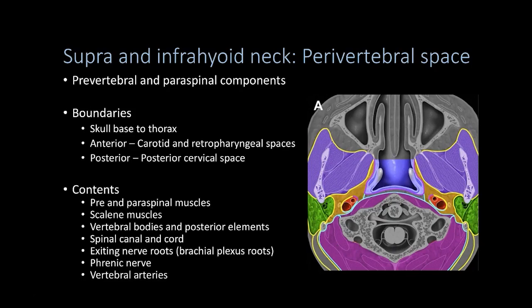So in the perivertebral space, we have the pre- and paraspinal muscles. More inferiorly, we'll have our three scalene muscles. We have the vertebral body and its posterior elements, as well as the spinal cord and the exiting nerve roots, including those roots of the brachial plexus. You also want to remember that the phrenic nerve is going to travel along that anterior margin of the anterior scalene muscle, and then we have the vertebral arteries traveling in the perivertebral space as well.